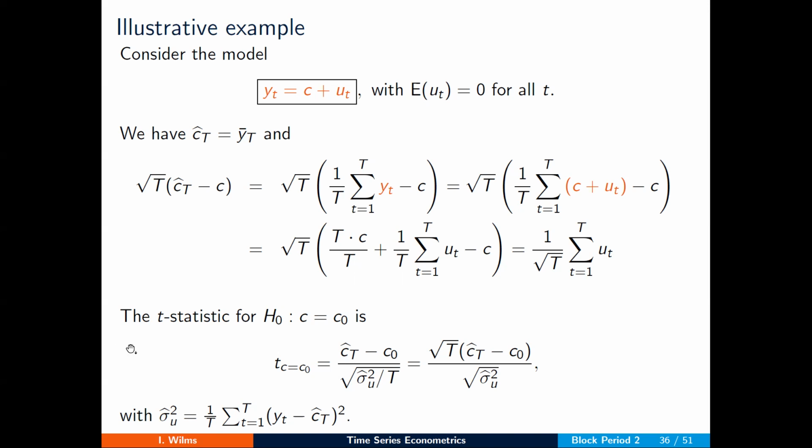So the test statistic for the null hypothesis that c is equal to some value c naught is then given by the difference between the value of the estimator and the value that we lay out under the null, divided by the standard error. And this expression can be alternatively written down like this, where I bring root T here to the top.